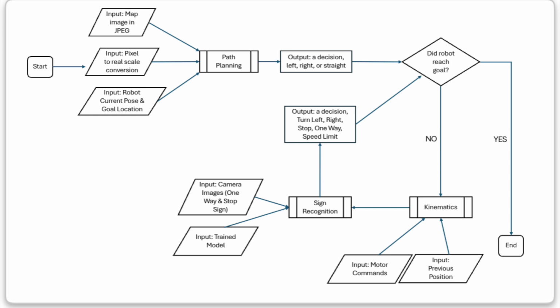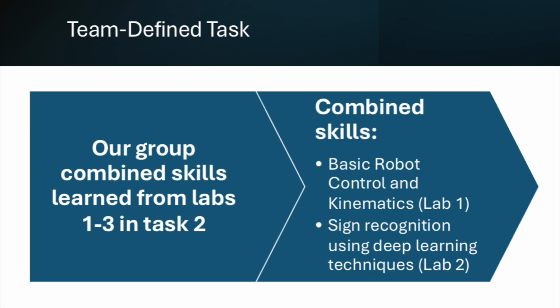After creating the flowchart, our group was tasked with using the ideas from the flowchart to combine skills we learned in labs 1 through 3 to make the robot do certain functions at the same time. The functions that our group chose to incorporate together were basic robot control and kinematics from lab 1, and sign recognition using deep learning techniques from lab 2.